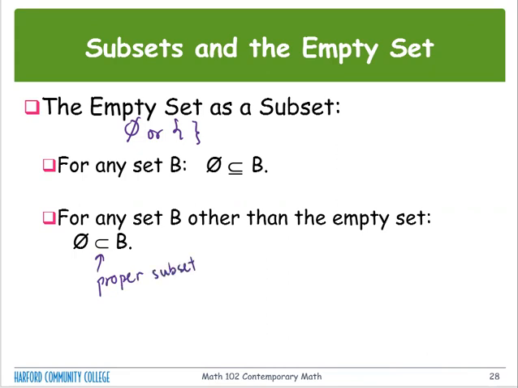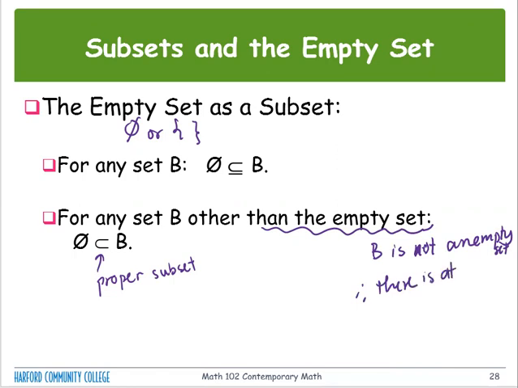Because with the assumption here, that means B is not an empty set. Therefore, there is at least one member in set B, and that makes set B not empty. If it's not empty, that means it has more members than the empty set itself, because this one is the empty set.